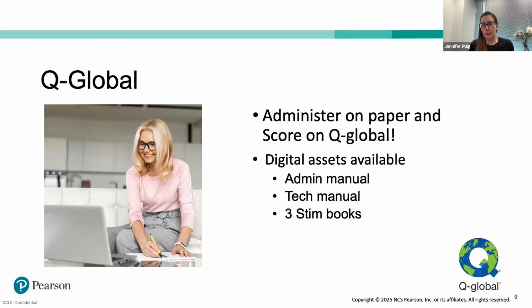So scoring is also available through Q Global, Pearson's online scoring assistant. This is for examiners who administer the WMS 5 in paper. Raw score data is entered into Q Global, which then derives scores and generates a report. There's also available through Q Global our digital materials, including both manuals and all 3 stimulus books. These digital assets facilitate remote testing when that testing situation is required.